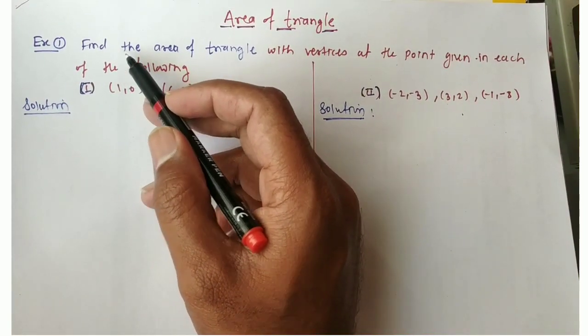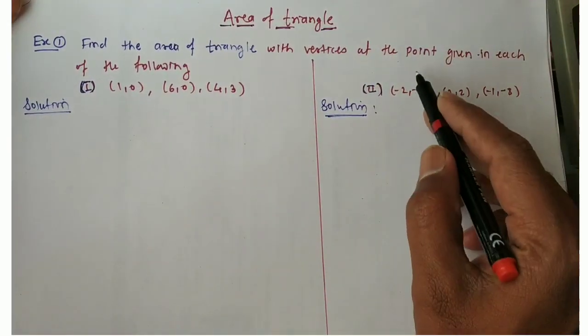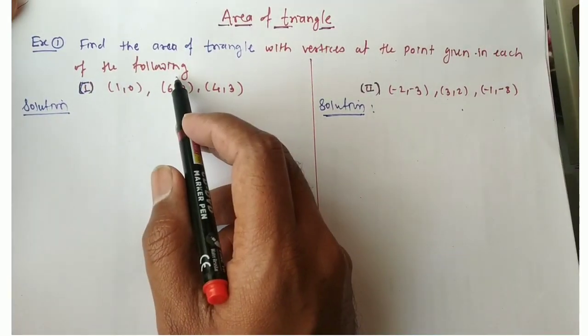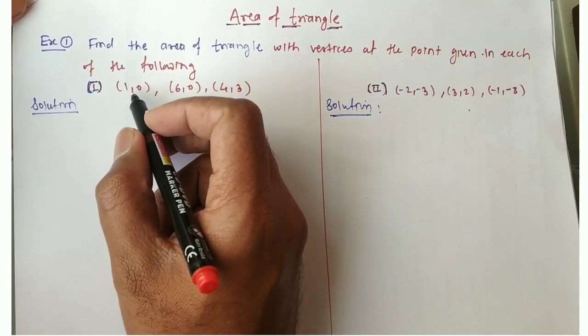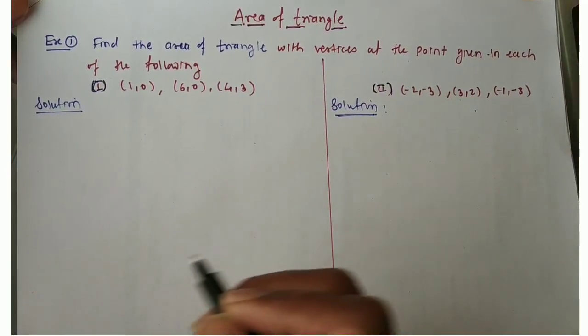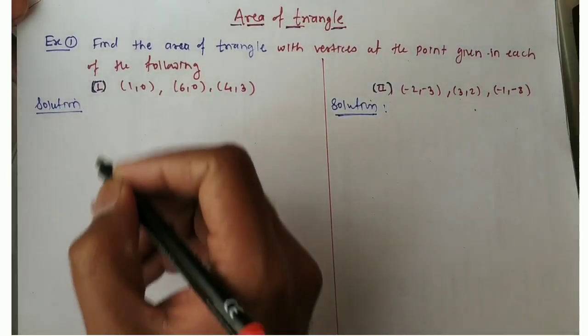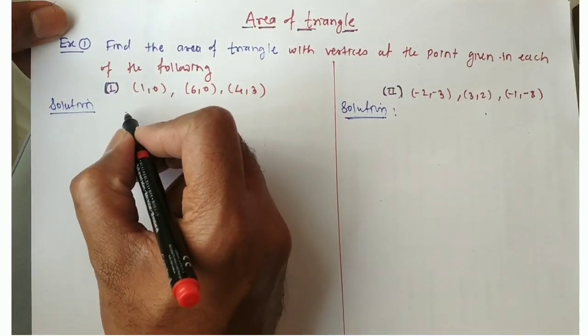The first question is: find the area of the triangle with vertices at the points given in each of the following. The first question has coordinates (1, 0), (6, 0) and (4, 3). So these are the three coordinates they have given. Now we have to find the area of the triangle. So what is the procedure?